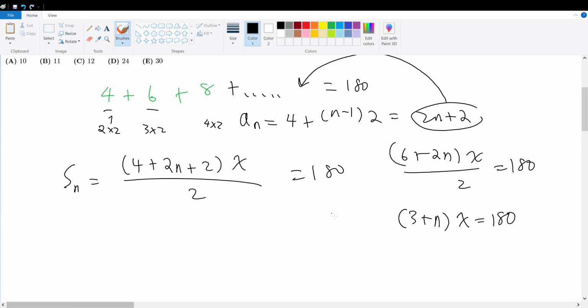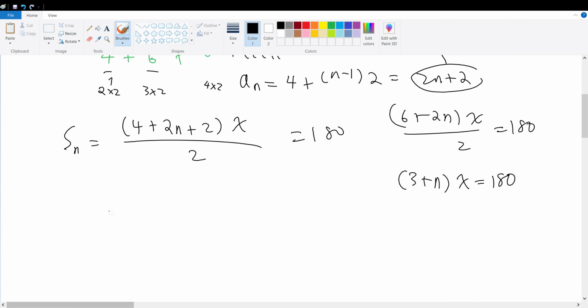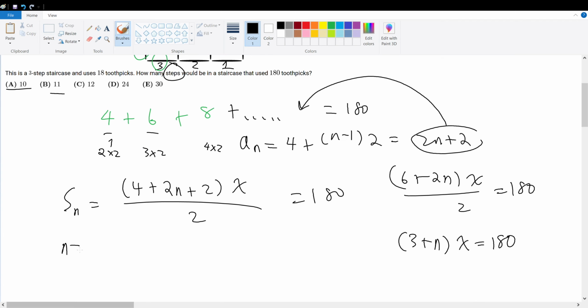Now we just define the number of terms there are. Actually, how many steps would be needed? So let's just plug it in. The number of steps would be equal to the number of terms. So let's say n is equal to 10. If n is equal to 10, then that's 13x is equal to 180. Obviously, that doesn't work. n is equal to 11, we have 14x is equal to 180, and that obviously doesn't work. n is equal to 12, that becomes 15x is equal to 180. And that obviously works because x is equal to 12.